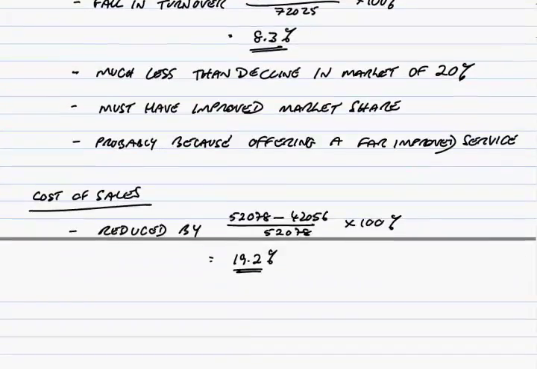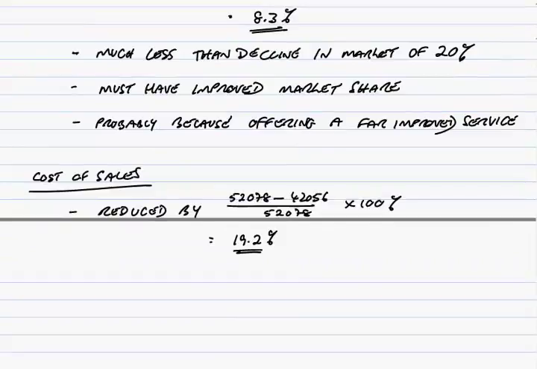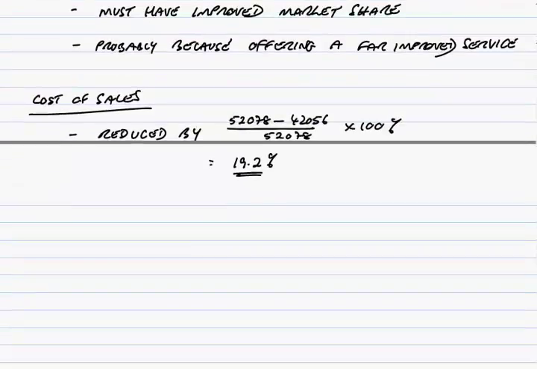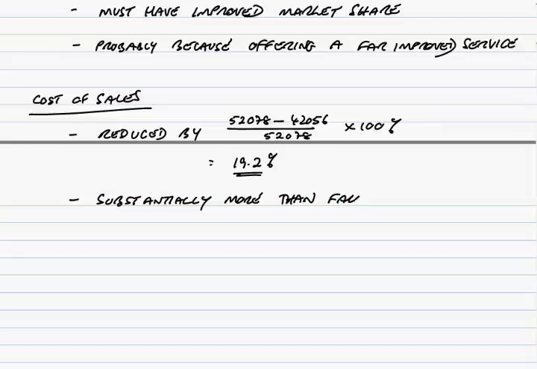Our turnover went down by 8.3%. And of course, we want to be able to reduce our cost of sales by at least as much as the fall in sales, but here it's substantially more. Substantially more than the fall in turnover, which is good. We've actually done well there to reduce it by so much. How have we reduced it?